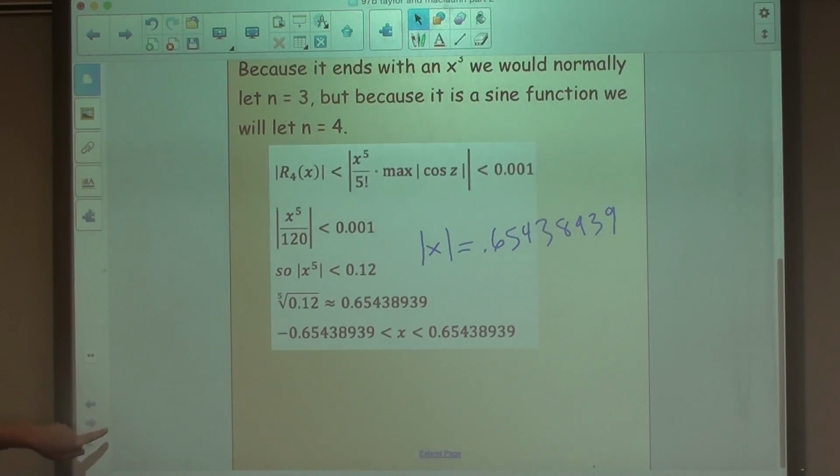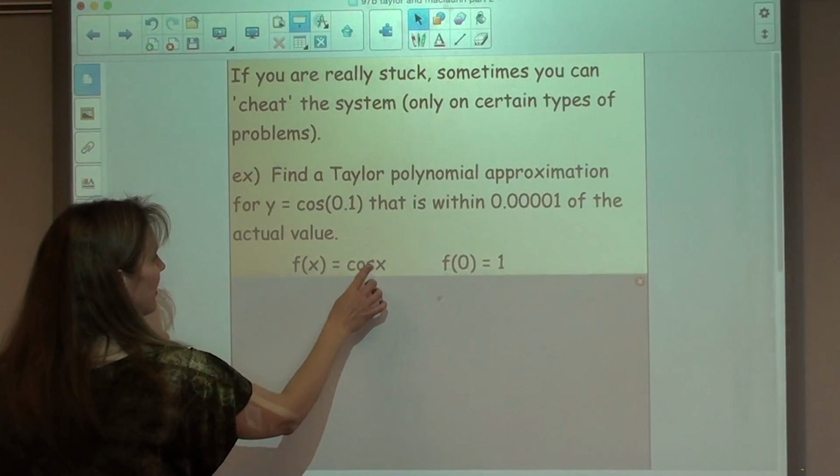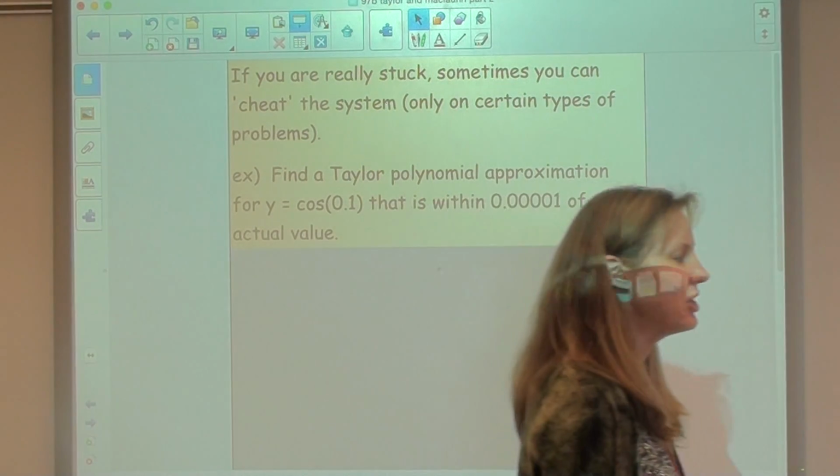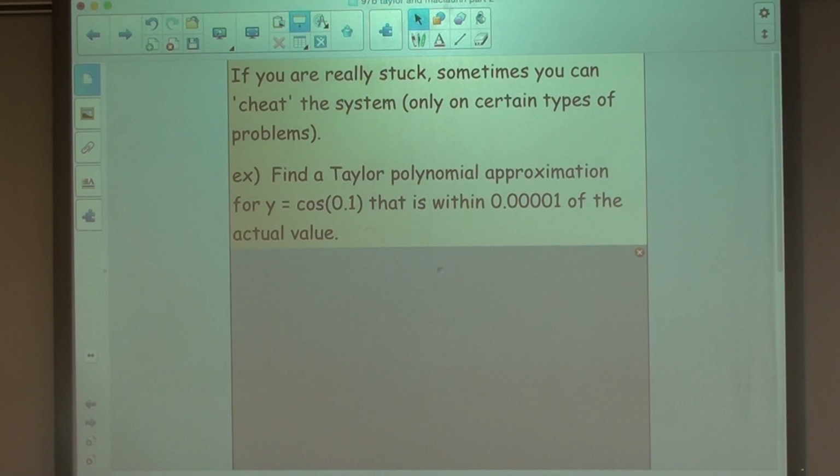Ready for one more? For this last one, I'm going to show you a cheating method. It's like it's cheating. I still want you to use the formula tonight for your homework, and I want you to get into that good practice, but I am going to show you that for this type of problem you can cheat. If you would like to cheat, here's how. It's not really cheating, it's mathematically correct. There's nothing wrong with it. It just bypasses the formula. All right, so we're going to cheat the system. We're going to find a Taylor polynomial approximation for y equals the cosine of 0.1.